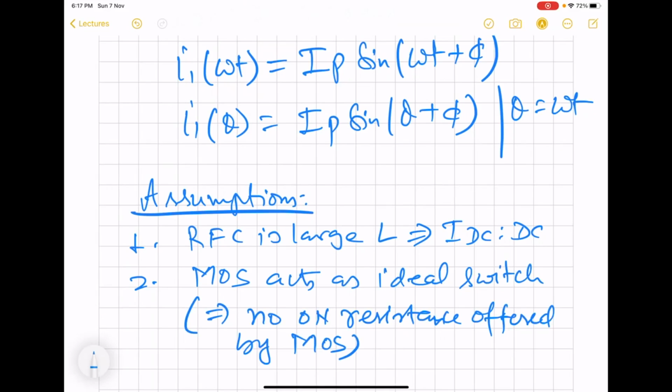Otherwise, it will be pointed out that this class E circuit basically tries to tackle the loss of power resulting from the on resistance of the MOS. So this will be elaborated shortly, but including that resistance will make the efficiency and output power capability calculation a bit more involved. So we are going to overlook it.